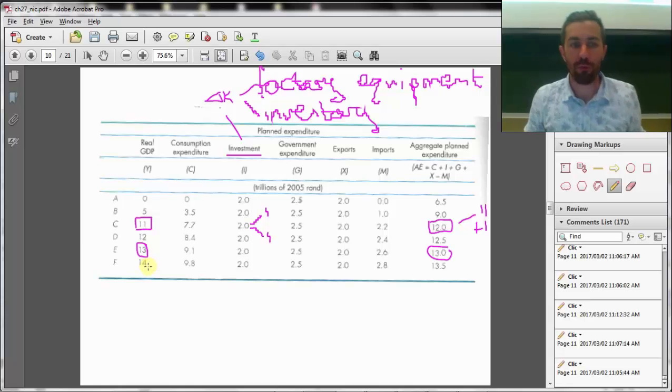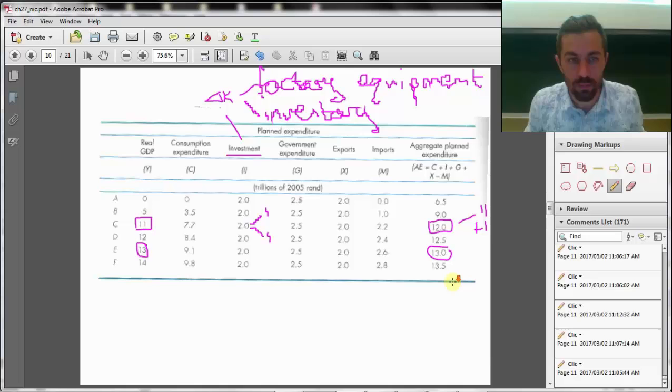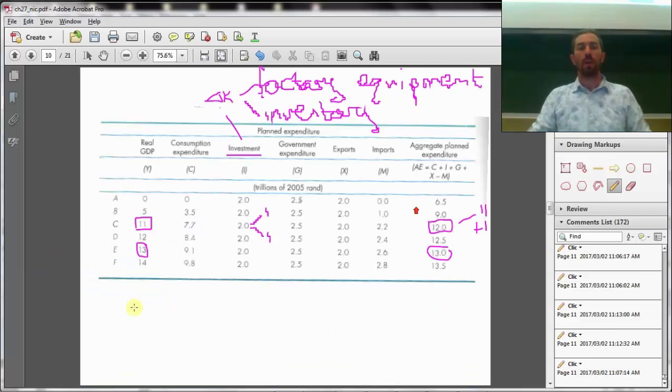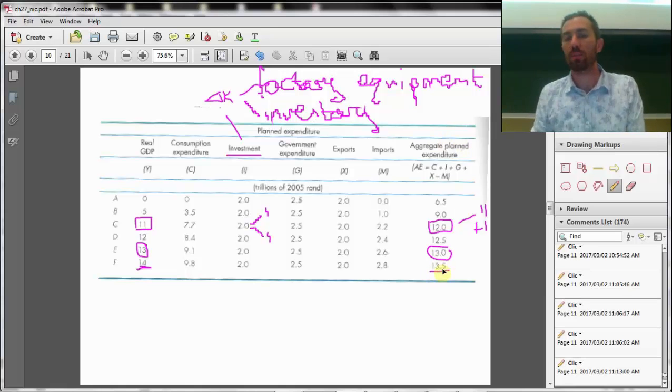At point F, where we've got 14. Okay, so now this point E here is actually point F. Great. At point F, our real GDP is 14. Our actual expenditure is 13.5. So we've spent less, we've purchased less than what we actually produced. Is everyone happy with that?